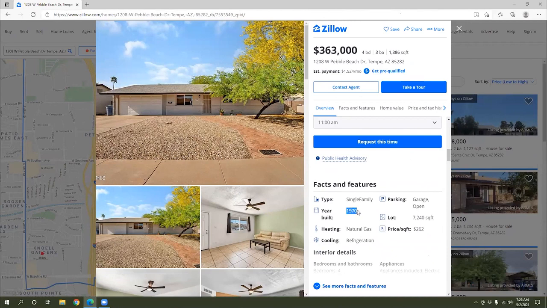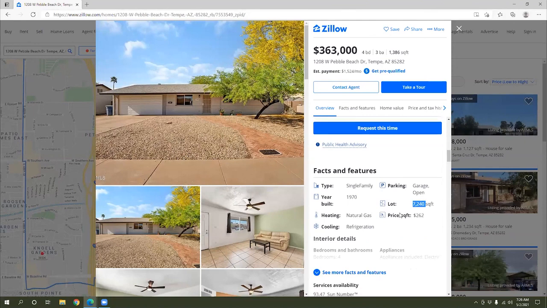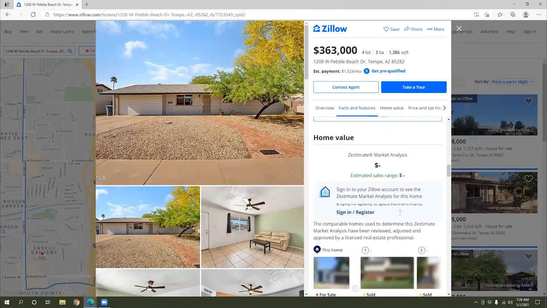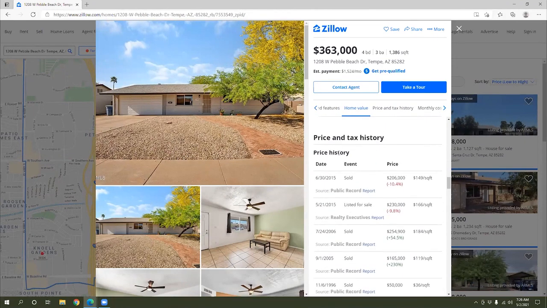Here lower, you can see the year built and the lot size. Lot size wasn't so significant in my home market of Knoxville, Tennessee. Here, people seem to pay a lot of attention to it. And then I also hop down here and I like to see what the situation is.